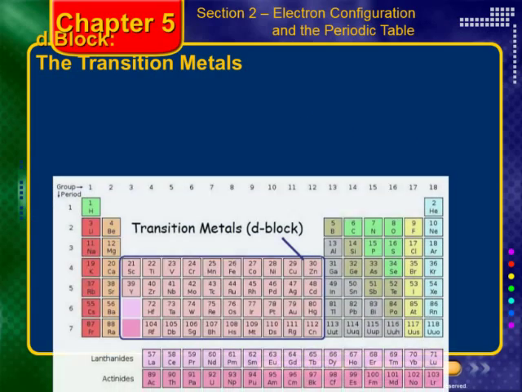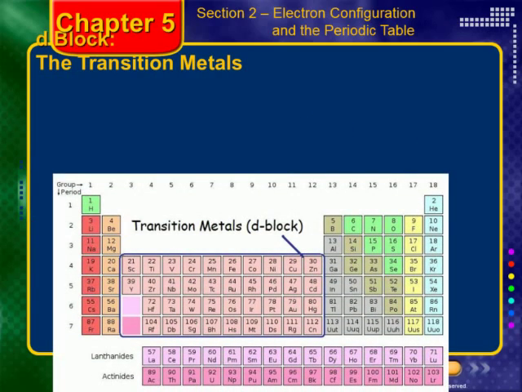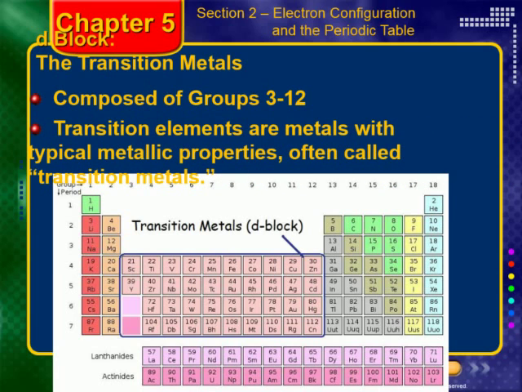All right, now let's take a look at the transition metals. Again, these are the D block elements. You're going to find them in groups 3 through 12. Okay, these groups are not considered main groups. This is just groups 3 through 12. The transition elements are metals with typical metallic characteristics, often called transition metals.